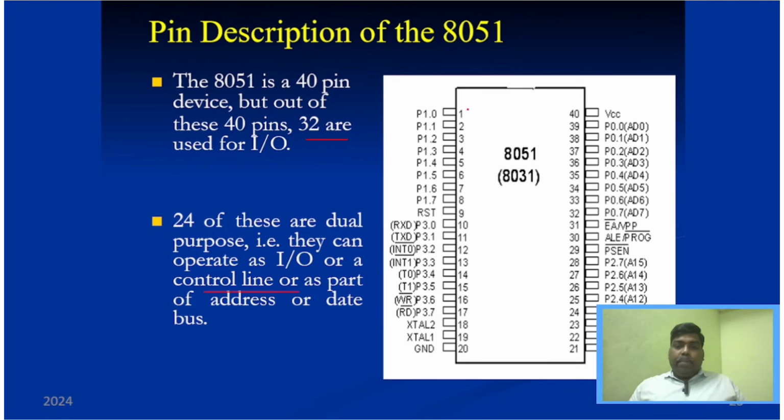You can see here port 1 uses pins 1 to 8, and port 0 starts from 32 to 39, and similarly port 2 starts from 21 to 28, and the port 3 pins start from 10 to 17, right? That is very important. And out of this, port 1 is a dedicated input output port, right? And apart from it, each and every pin has its own functions, right?